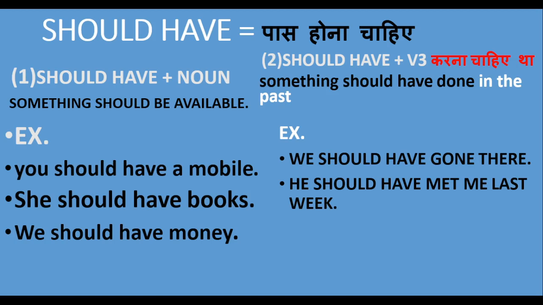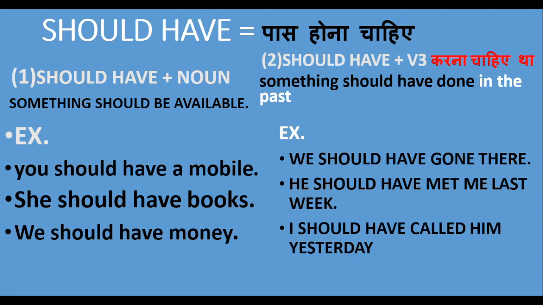And let me show you my third example. I should have called him yesterday. And this sentence is also showing an action of the past, which I should have done. For example, I had a friend, he was going to America for study, and I wanted to call him, but unfortunately, I did not call him. And after his arrival in America, I was regretting, and I was thinking I should have called him the last day.